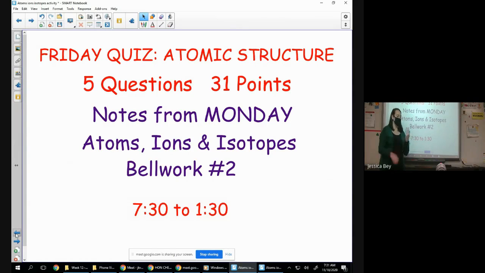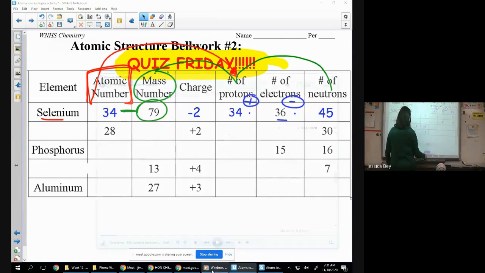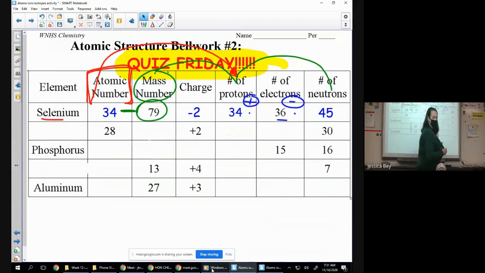Okay. All right. So you're working on atomic structure bell work number 2. I'm going to walk around, see how we're doing.